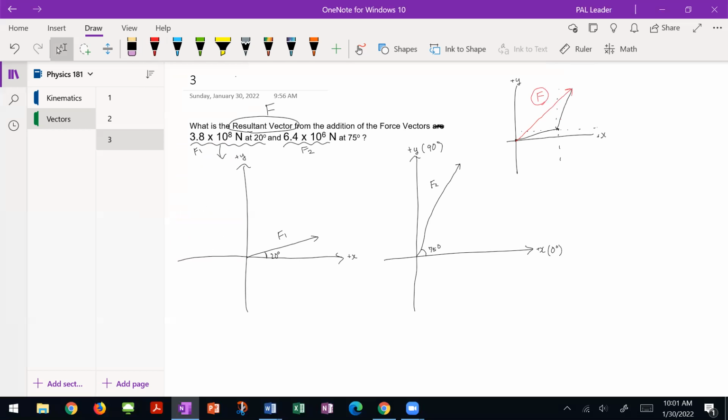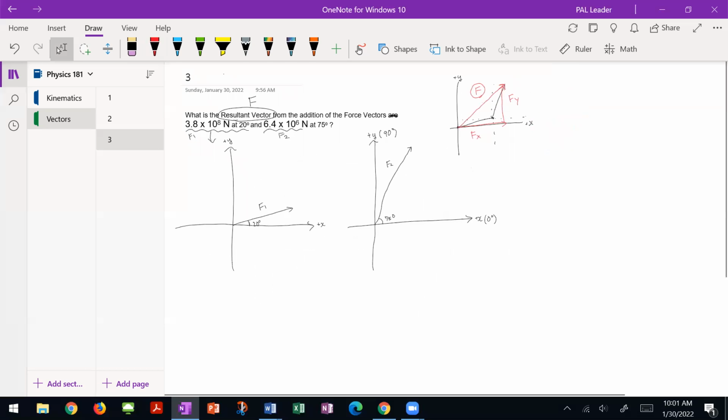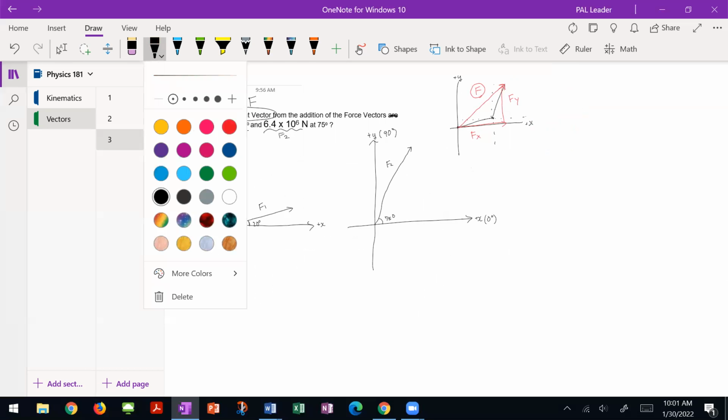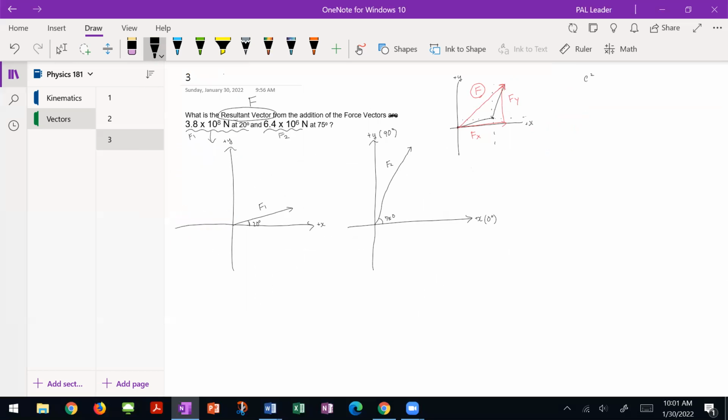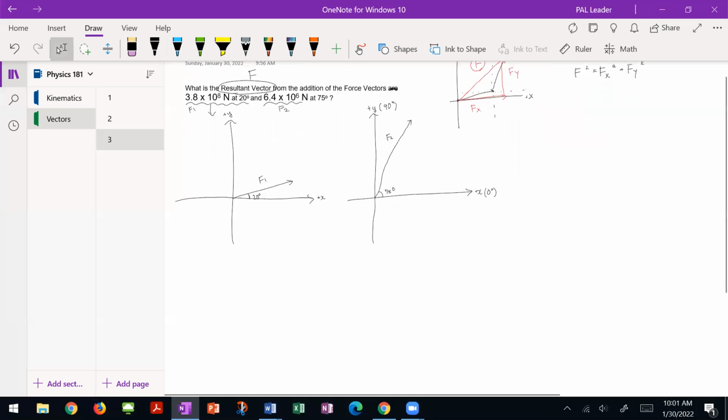So how do we find that? We find that by getting the x component of this force, Fx, and the y component of this force, Fy, right? We can use a really simple equation: c squared equals a squared plus b squared. C, of course, would be our final F, and our two other sides are Fx and Fy. But we need to find what Fx is. We don't know that yet. So how will we find that?